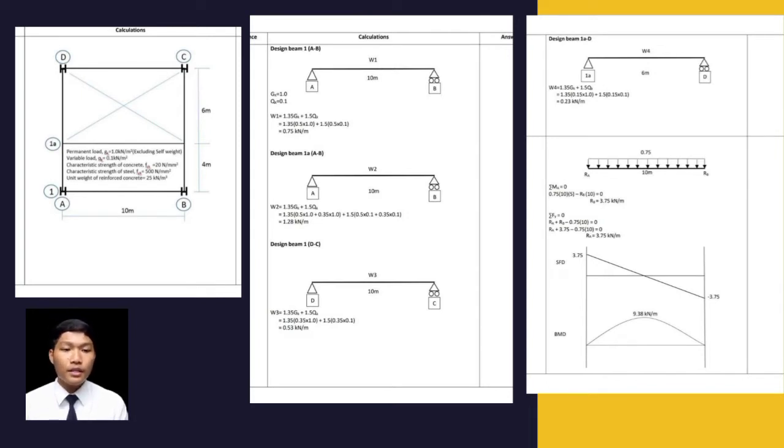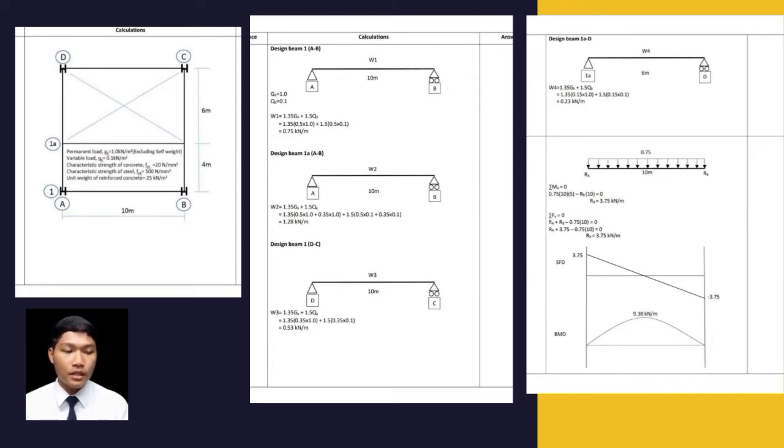And then we calculate the same thing for design beam 1A2B, design beam 1A D to C, and design beam 1A to D. After that, we calculate the reaction at A to B, where we get reaction B that is 3.75 kN/m and reaction A 3.75 kN/m. And then we sketch a free body diagram.